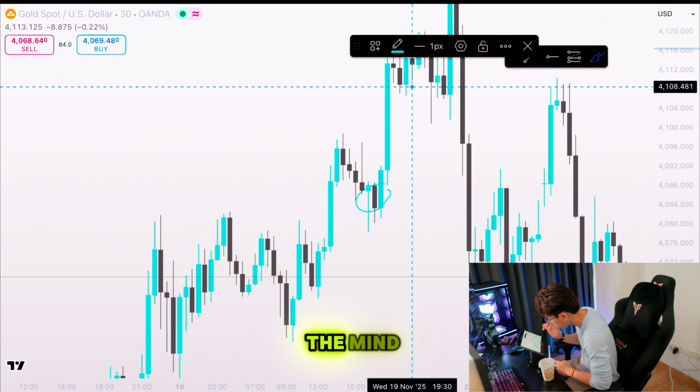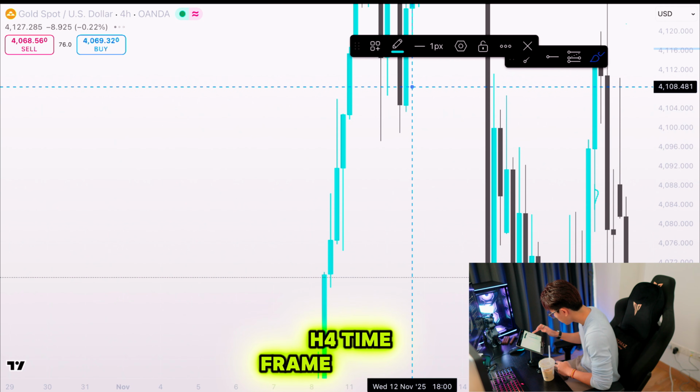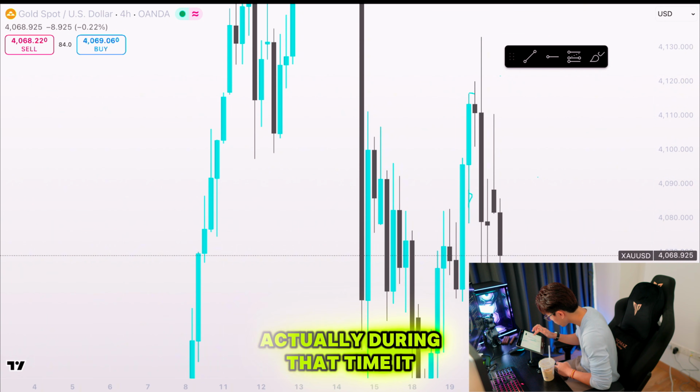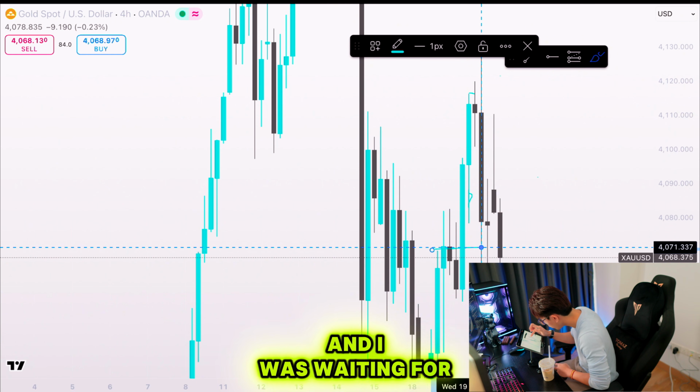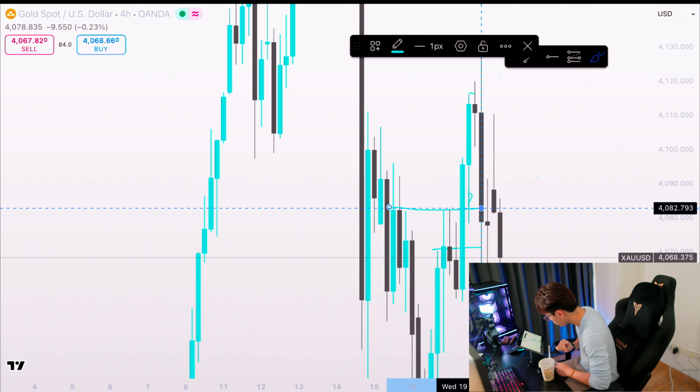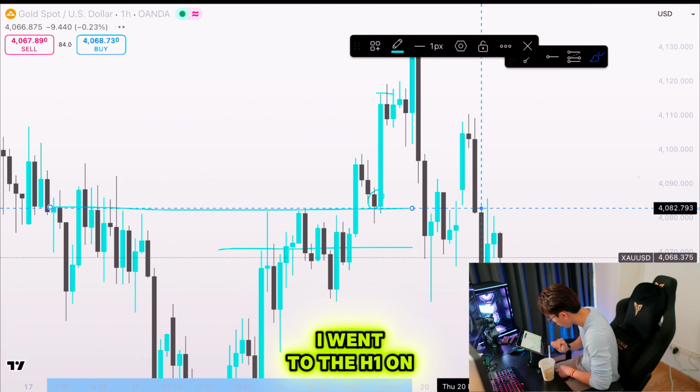But first we must get the mind behind it. So let's go to the H4 time frame. On the H4 time frame, during that time, it was a very clear breakout. Gold was extremely bullish, and I was waiting for a pullback to the buy zone right over here on the H4 time frame. Once it pulled back, what did I do? I went to the H1.